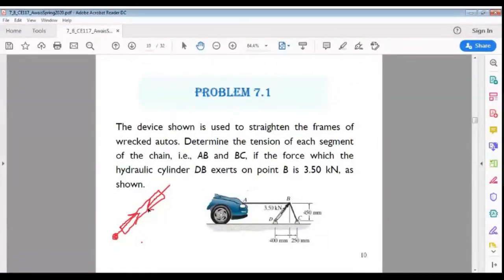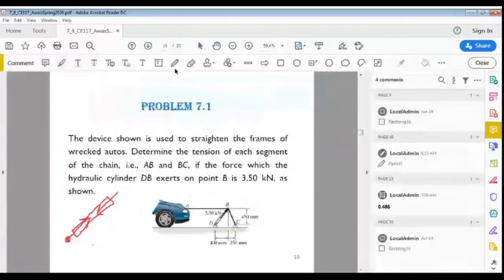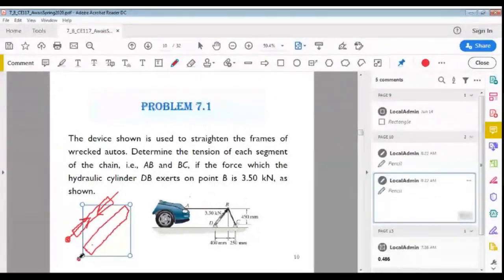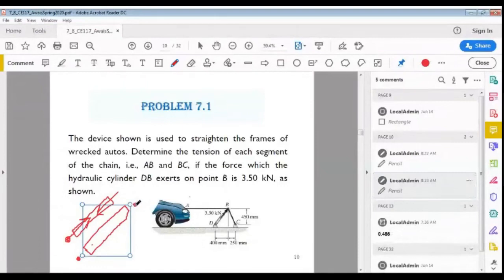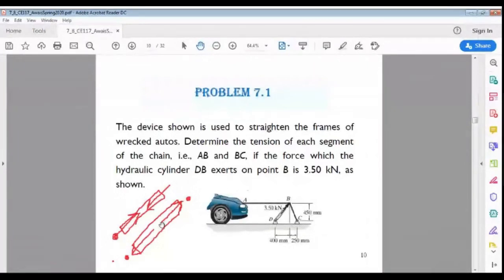Whenever we want to show a tension in a member, the arrowheads are pointing towards each other. Whenever, for example, if this is a point and there is another point, and this is the way the forces are compressing that point or pushing that point, then we can say that the member is in compression. So this force component is trying to push this point.